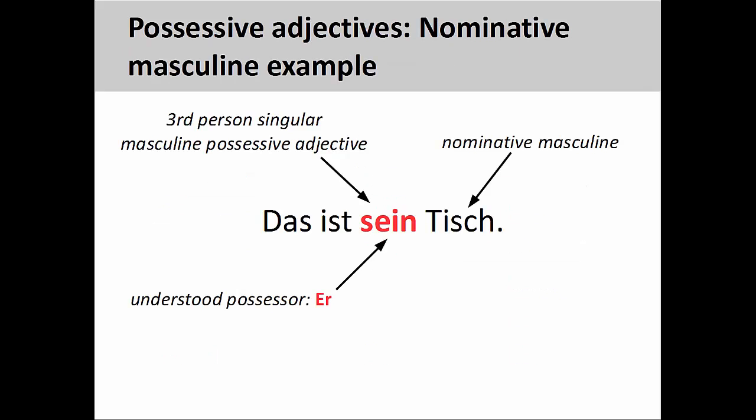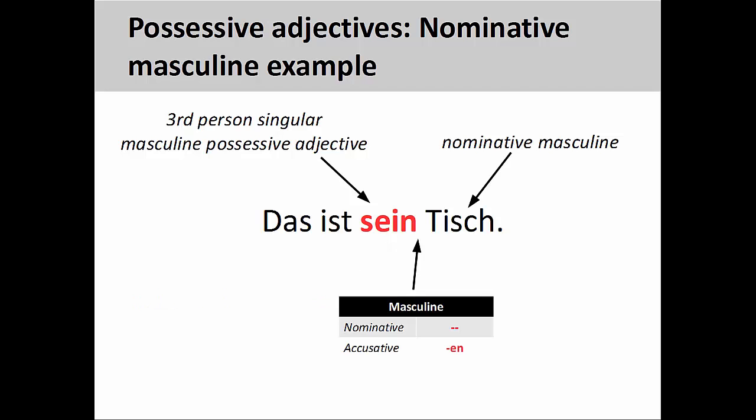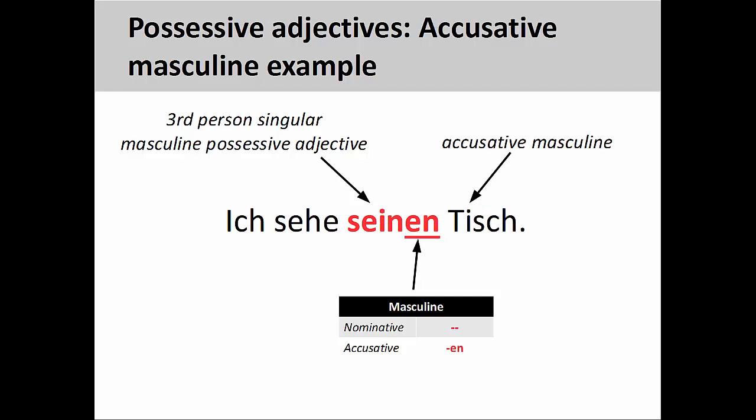Let's decline a few possessive adjectives to see how they work. In this sentence, "Das ist ein Tisch," that is his table, the number and gender of the understood possessor agrees with the number and gender of the possessive adjective. It is third person singular masculine. But since the masculine noun Tisch is in the nominative case, the ending for the possessive adjective must also be masculine nominative. This changes, however, when the masculine noun is in the accusative case.